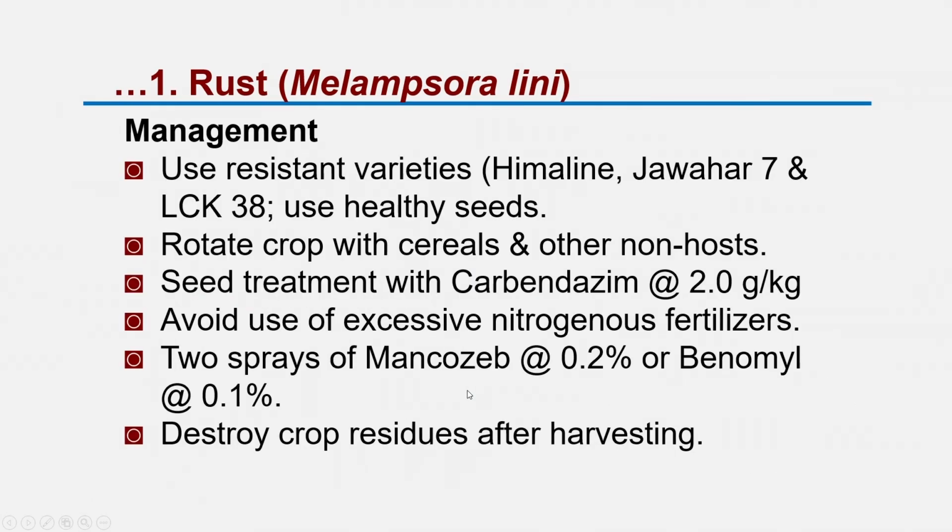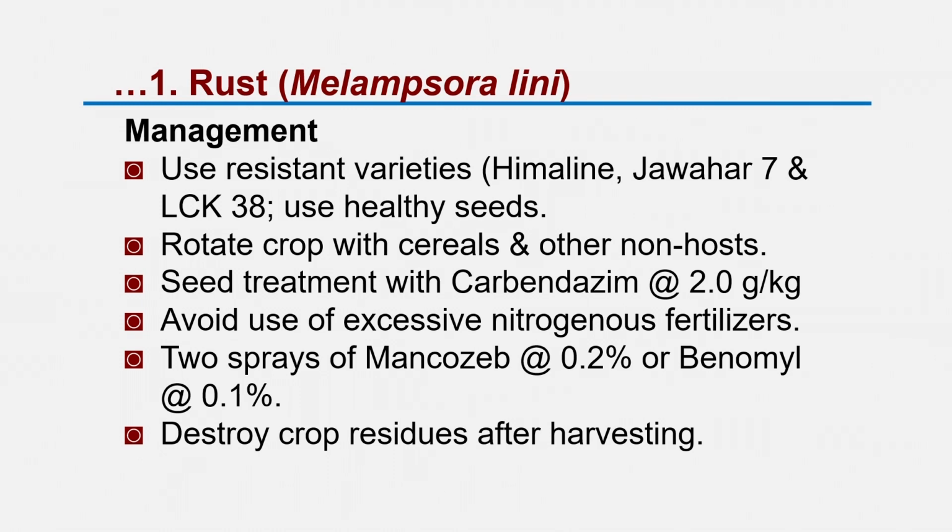Now, how to manage the rust Melampsora lini in linseed? Use resistant varieties like Himalayan, Jawahar 7 and LCK 38, and also use healthy seed which is free from the disease. Rotate the crop with cereals and other non-hosts. Seed treatment with carbendazim at the rate of 2 gram per kg of seed. Avoid use of excessive nitrogenous fertilizer. Here the balanced fertilization is more important. The application of fertilizer should be in ideal ratio.